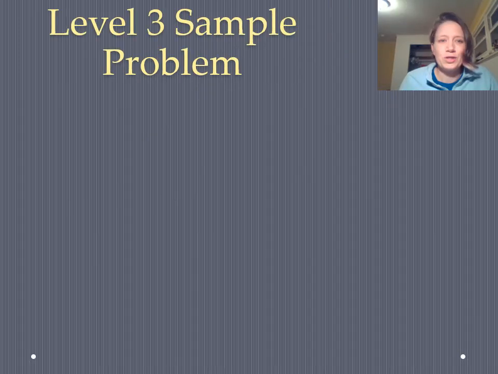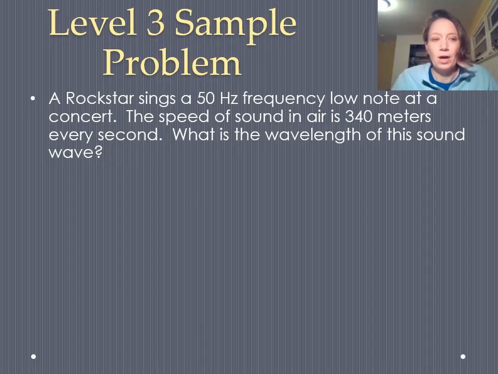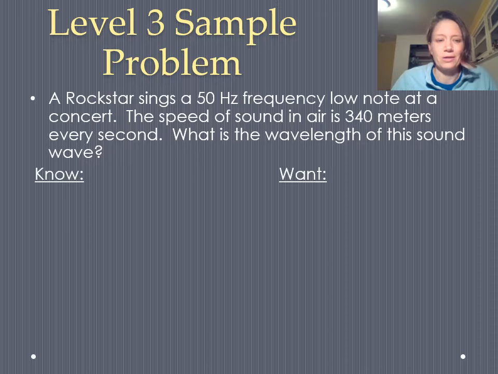I want to run you through a couple sample problems just to give you some practice on this. And in class, we do a whole lot more of these, so these are really important for you to do and follow along. A rock star sings a 50 hertz frequency low note at a concert. The speed of sound in air is 340 meters every second. What is the wavelength of this sound wave? This is a level 3 problem because it's pretty straightforward. I'm telling you two pieces of information and asking you to use the equation to calculate the third.